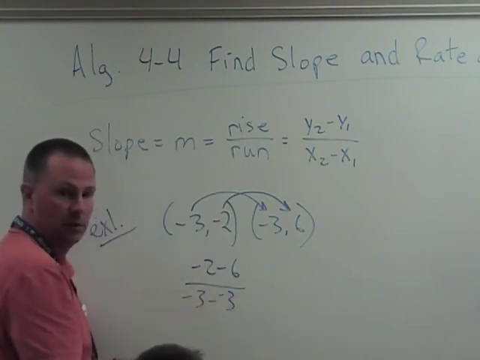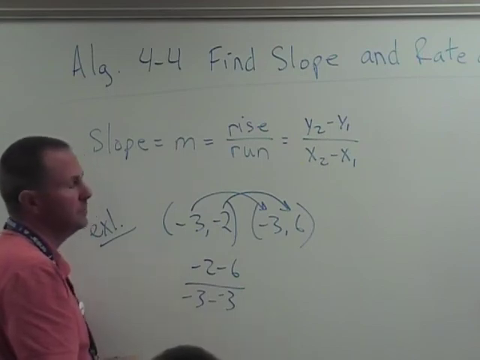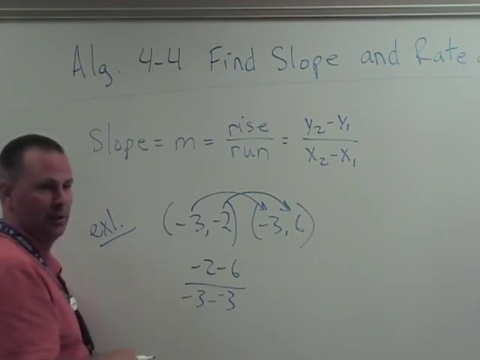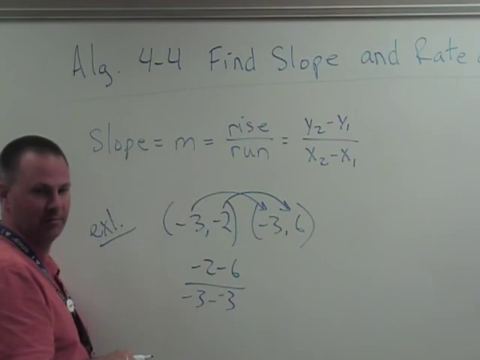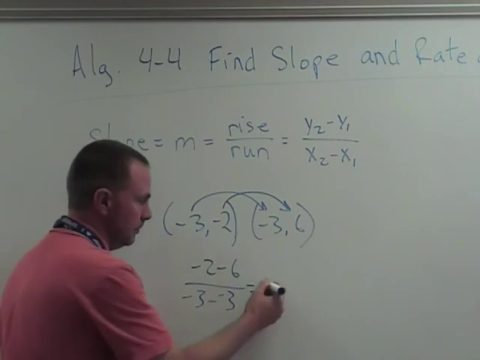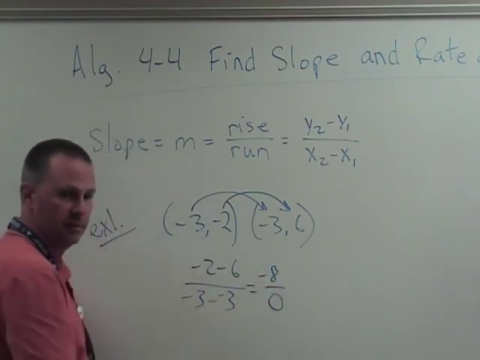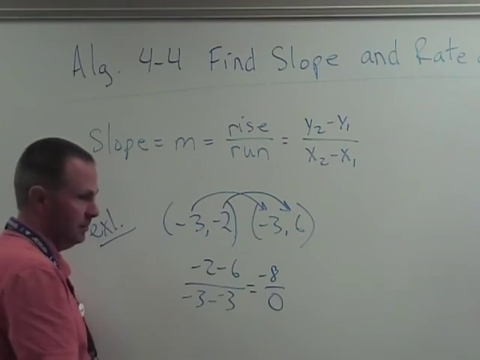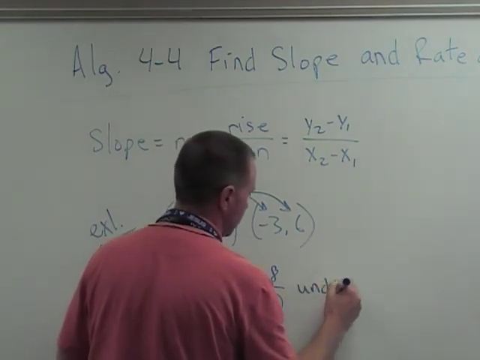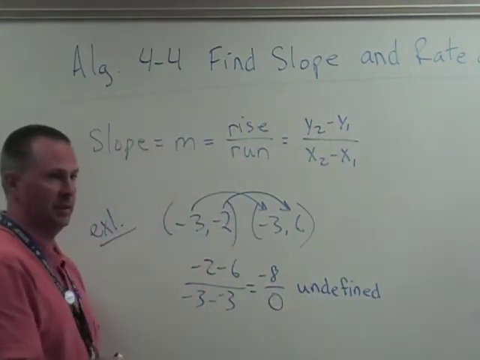Isn't that backwards? Is it y2 that's first? 6 over. It's y2. 6. Guys, relax for a second. I'll answer that question. What's this answer? Negative 8 over 0. That's a plus. So negative 8 over negative 0 or 0. What is that? This is undefined. I'll tell you what that means here in a second.